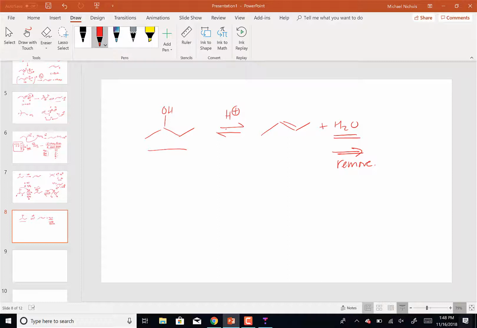So what we'd actually do is, imagine setting up a distillation apparatus and putting an alcohol and an acid in there and raising the temperature of the round bottom to just below the boiling point of the alcohol, so that as the alkene is formed, since it has a lower boiling point, it distills over and leaves the alcohol behind.